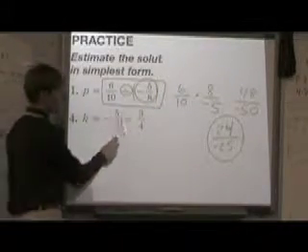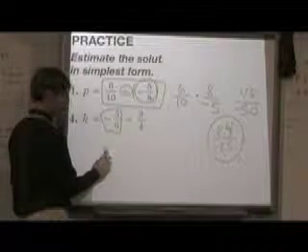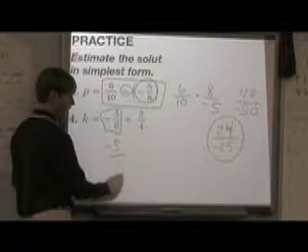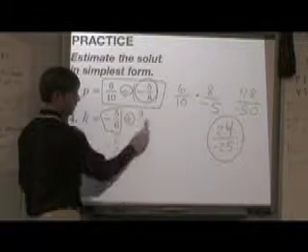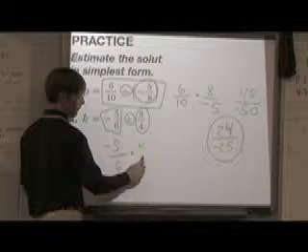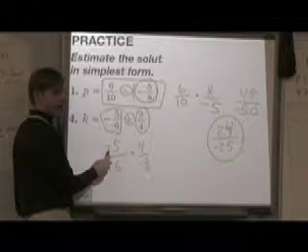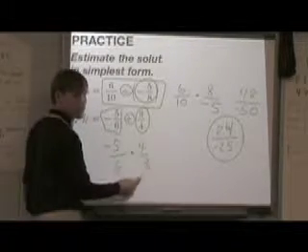Same thing here. What do I do with this? Leave it, negative 5 over 6. And then what do I do with this? Change it to a multiply. And what do I do with this? Flip it, 4 over 3. Now I have negative 5 times 4, which is what?